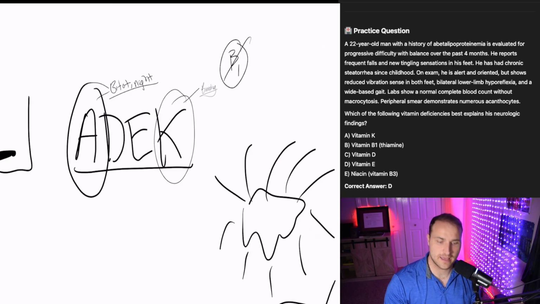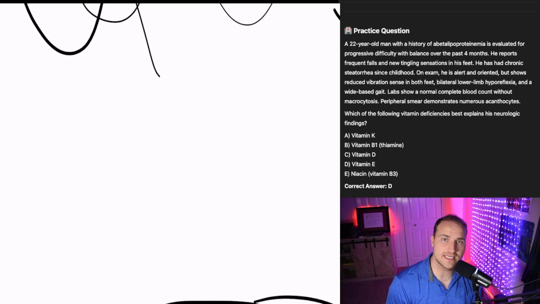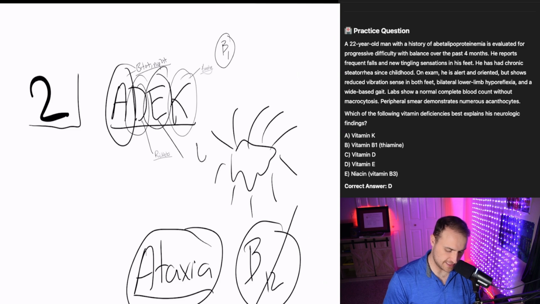fat-soluble vitamins. Okay, what about vitamin D? So with vitamin D, you'd see bone pain and rickets. A deficiency leads to osteomalacia or rickets, not spinocerebellar dysfunction, and that's why it's not D. The answer is indeed E for this question.